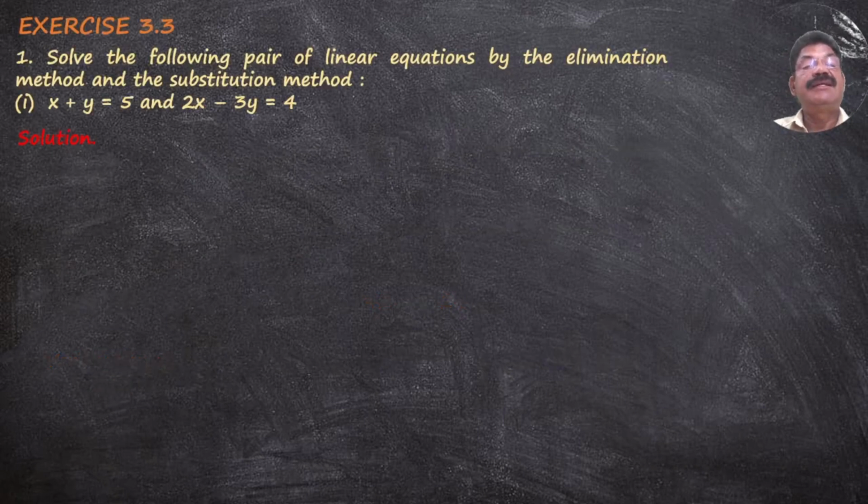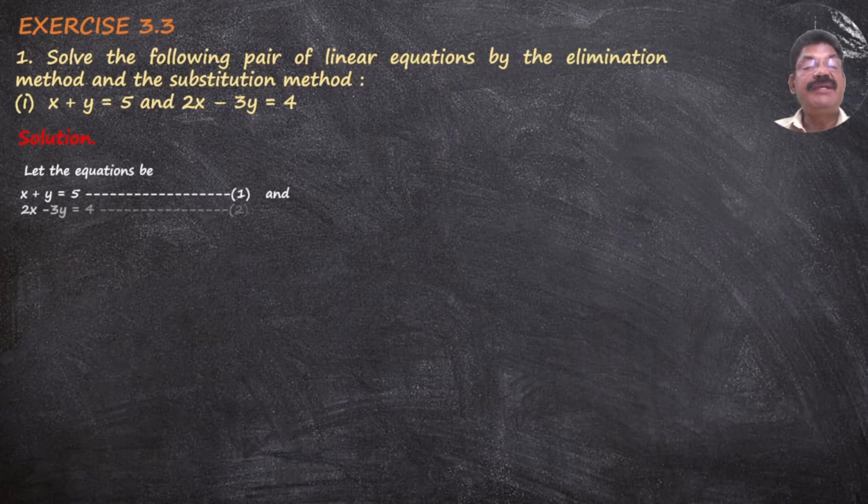Next, exercise 3.3, problem number 1. Solve the following pair of linear equations by elimination method and the substitution method. So, this equation is to be solved by both the methods in order to compare which one is easy. Let the equations be x plus y is equal to 5. You call this 1, and 2x minus 3y is equal to 4. You call this 2.